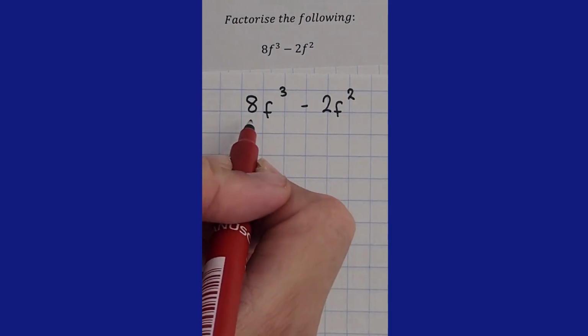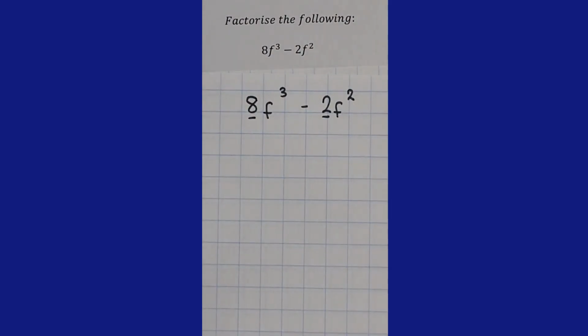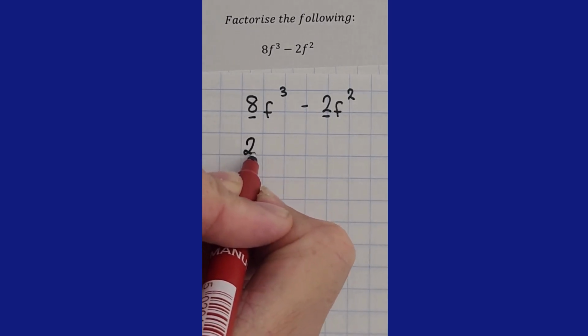First thing, have we got any common numerical terms? So we've got an 8 and a 2. What's the biggest factor of 8 and 2? What times table has 2 and 8 in it? Well, it has to be 1. And it also has to be 2, because they're both in the 2 times table. So the biggest factor is definitely 2.